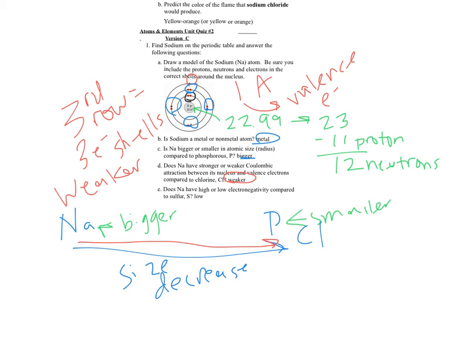1E, does sodium have high or low electronegativity compared to sulfur? Again, sulfur is also on that right-hand side of the periodic table. And so sodium is going to be lower in electronegativity. He's not going to be attracted to electrons. It follows that same trend as Coulombic attraction, where it's strong on the right-hand side, but weak on that left-hand side.